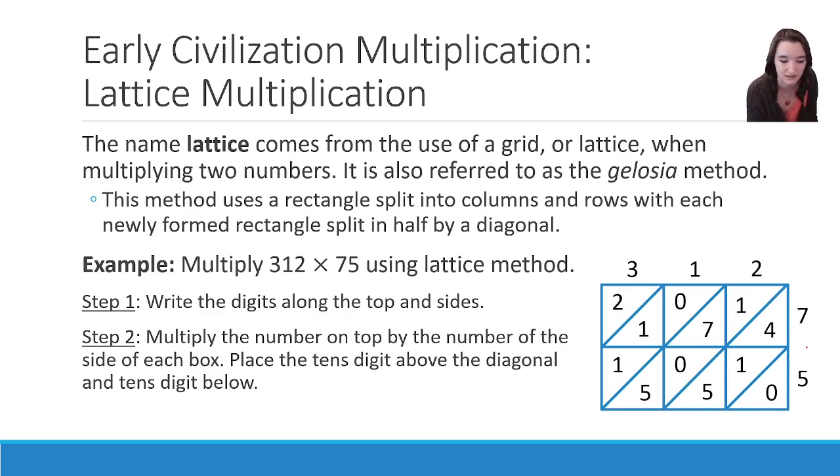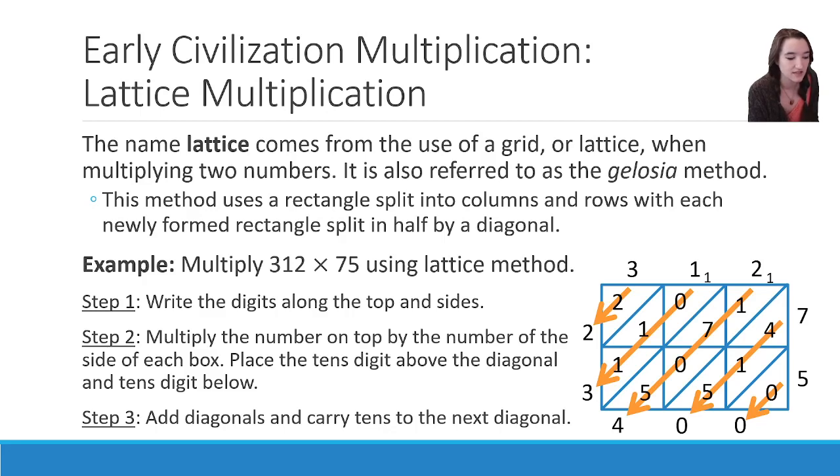Never leave one blank. Then what we're going to do is add diagonals and carry the tens to the next diagonal. In this case, I have the arrows representing these diagonals. The first diagonal is just a 0, so we carry it down and write it down here. The next diagonal is 5 plus 1 plus 4, which is, in fact, 10. So we put a 0 down here and carry the 1 up to the top.